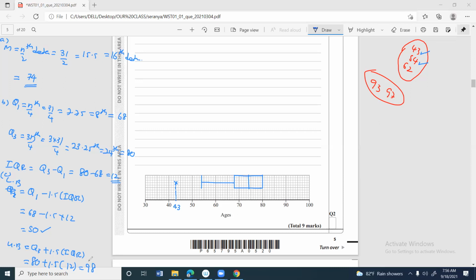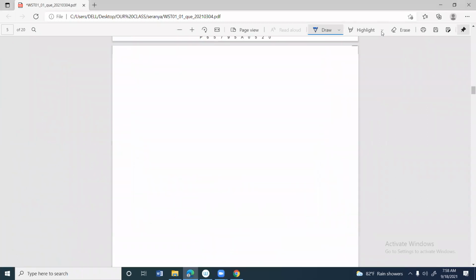When you consider the upper boundary, 98 is the maximum possible value, but the available maximum value is 97. So the upper boundary becomes 97. You can mark 97 over here and 54 as well. If you draw it nicely, you can do this question much more easily, right? Okay, let's go to the next question.